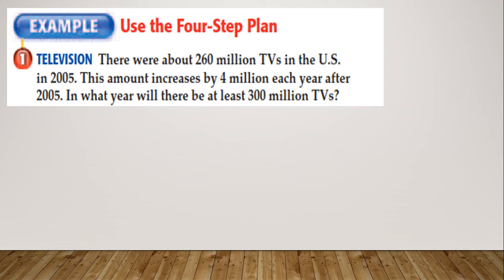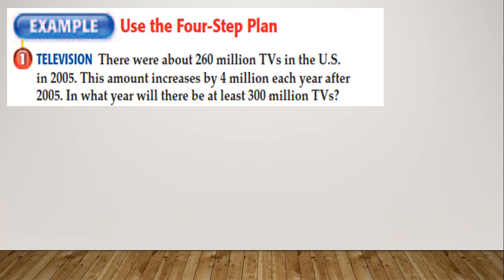Now let's see the question we have. Here, it wants you to use the 4-step plan. It tells you that there were about 260 million TVs in the US in 2005. This amount increased by 4 million each year after 2005. In what year will there be at least 300 million TVs? Okay.